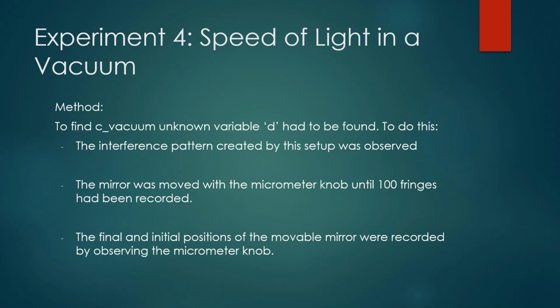So, as stated before, we needed to find the value of d, which was found by moving the micrometer knob, which moved the mirror in our configuration back and forth. The knob was moved until 100 fringes were observed by the human eye, and the initial and final position of the knob were recorded to find the displacement, d.